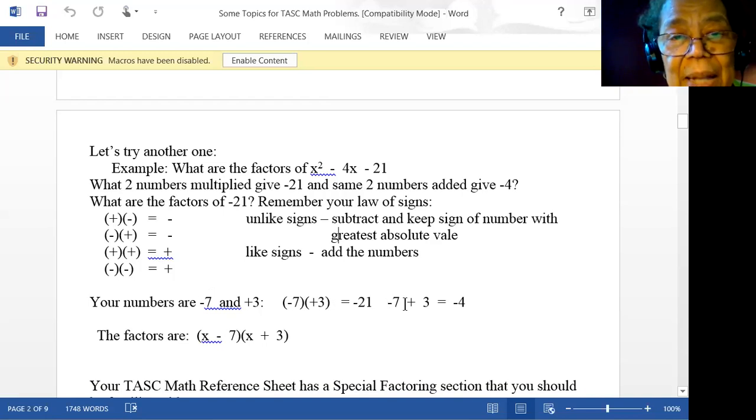Minus 7 plus 3 gives you a negative 4, because you subtract the 3 from the 7 and you get 4, and the sign would be that of the number with the greater absolute value, which is the 7. Or another way of looking at this, if you have more negative than you do positive, then your answer must be negative. And you do. You have more negatives in the 7 than you do positives in the 3. So the factors of that polynomial expression are x minus 7 and x plus 3.